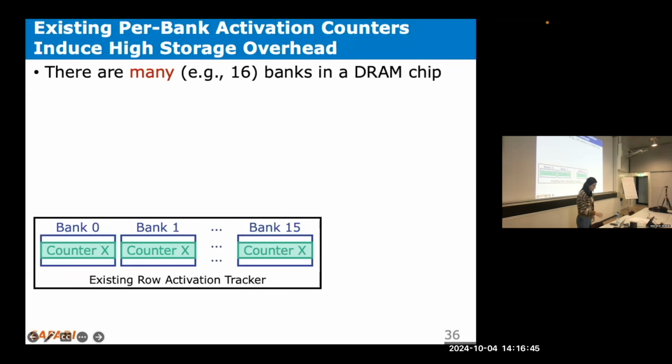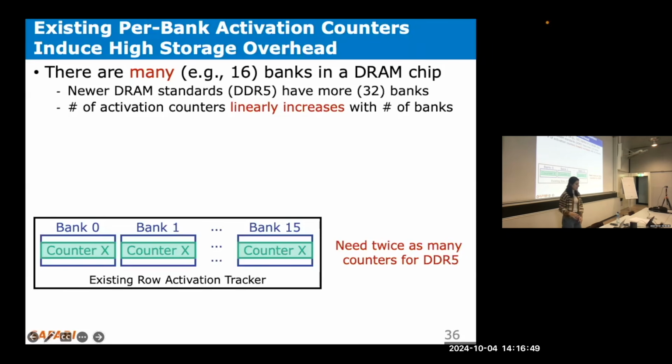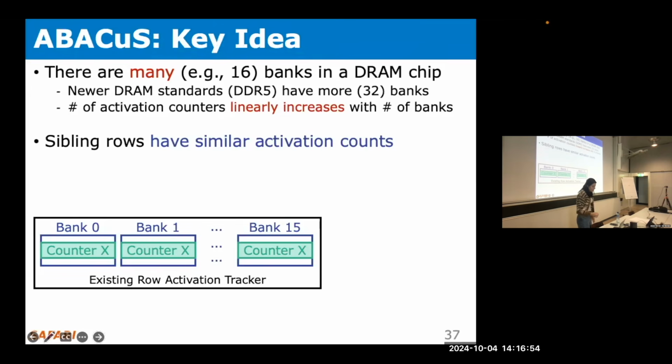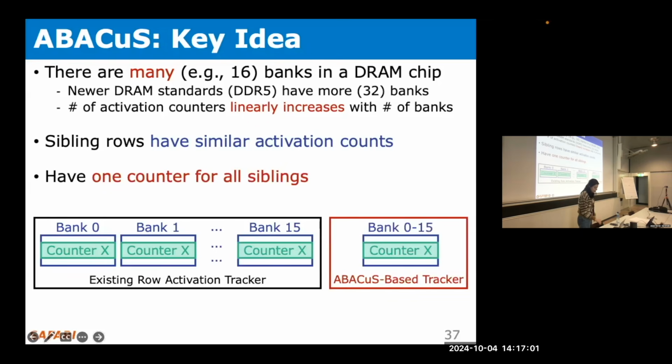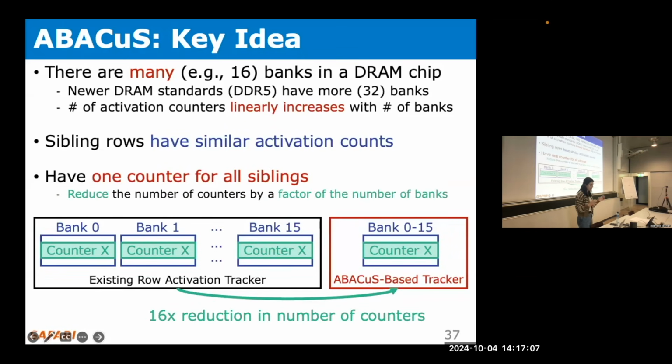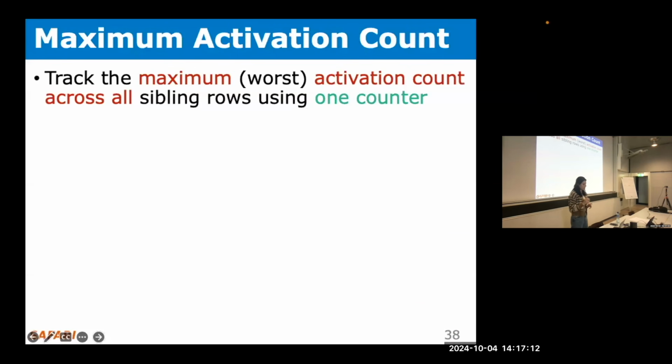There are many banks in a DRAM chip. So the number of banks and thereby the number of activation counters increase with the newer DRAM generations. And we have already seen that sibling rows have similar activation counts, and our key idea based on that is quite simple. It is to use one activation counter for all sibling rows and reduce the number of counters by a factor of the number of banks. And Abacus' objective is to track the maximum activation count across all sibling rows using just one counter.